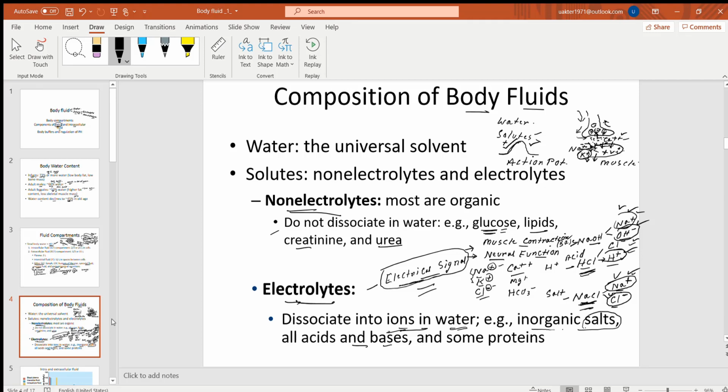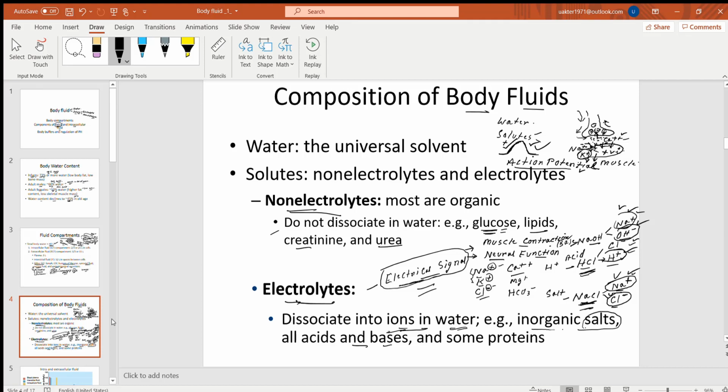Probably you have heard this name, action potential. Without action potential, your muscle contraction will not occur, nerve signal transmission will not occur. Okay, so action potential has two parts: depolarization, entrance of sodium ion, and repolarization, exit of potassium ion, right? And that action potential is essential for those important functions, muscle contraction, nerve signal transmission.